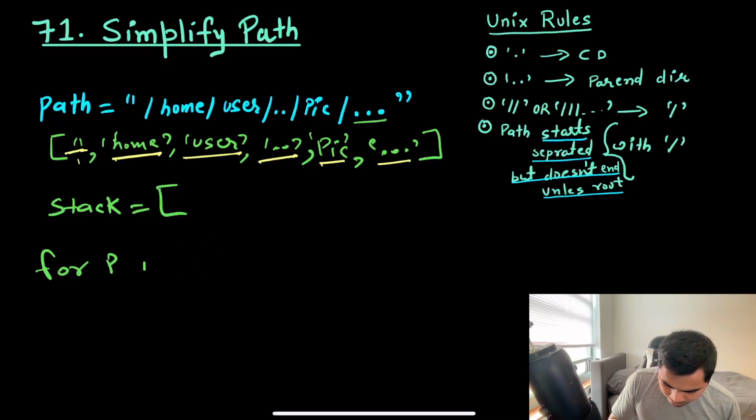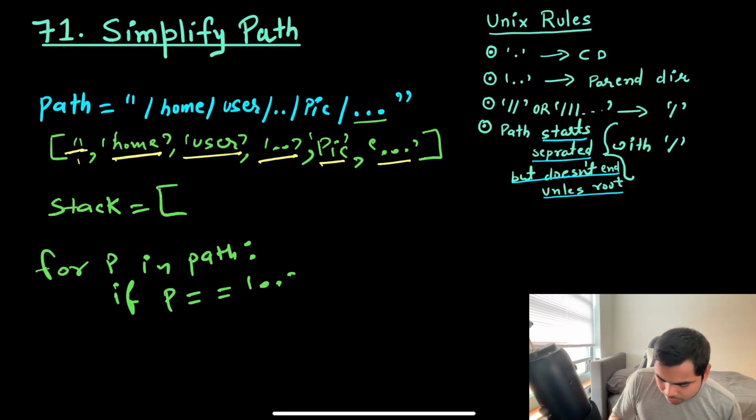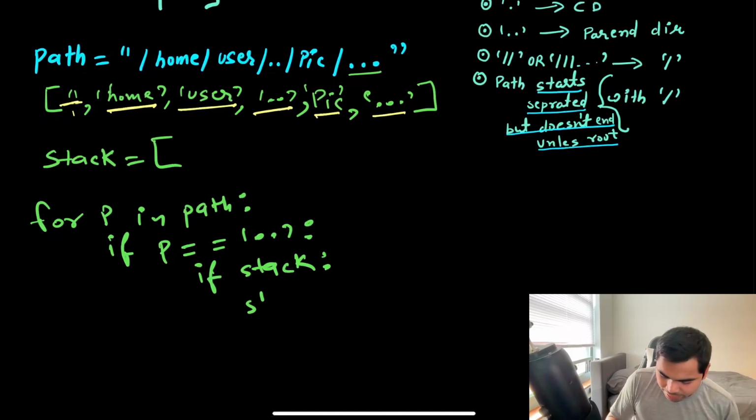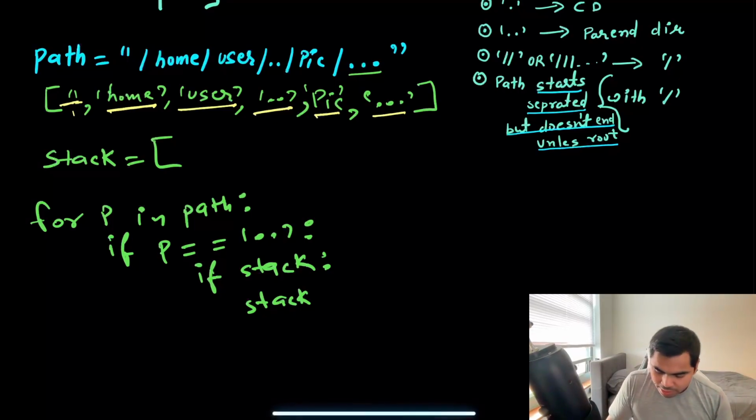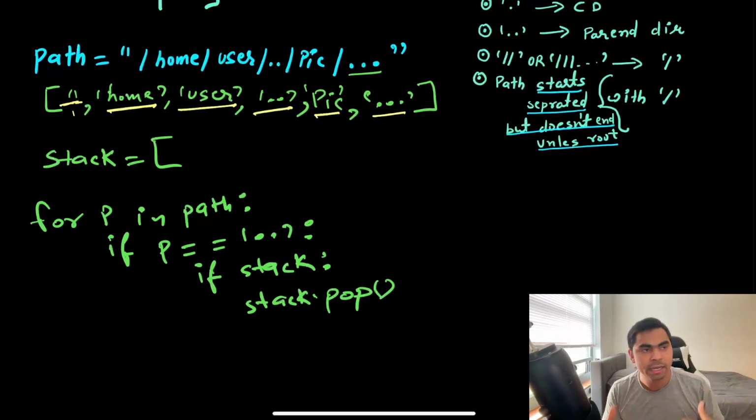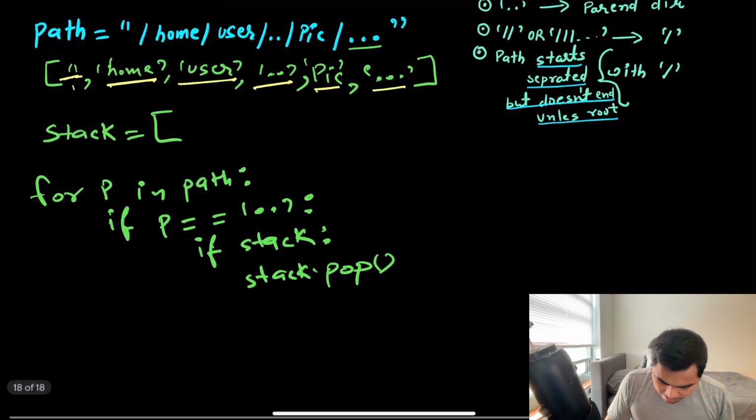So for P in path, if this P is equal to double dot, that means what? I want to, if stack, then pop from the stack, because that means there is some directory in my stack that I want to basically go to its parent. So that is my current directory, which is the top of the stack. If there is anything on that, I'll be popping from there so that I can reach the parent directory of my current directory. That makes sense?